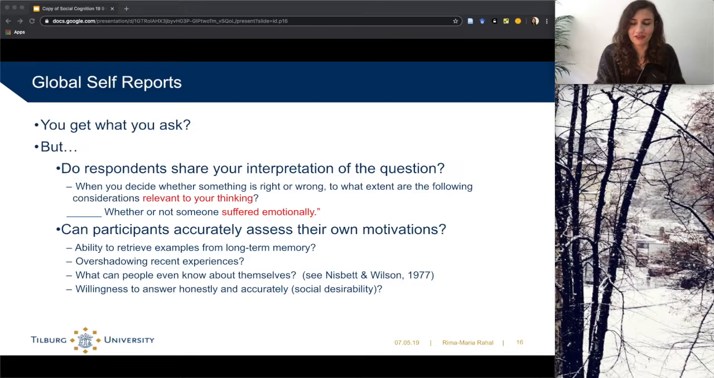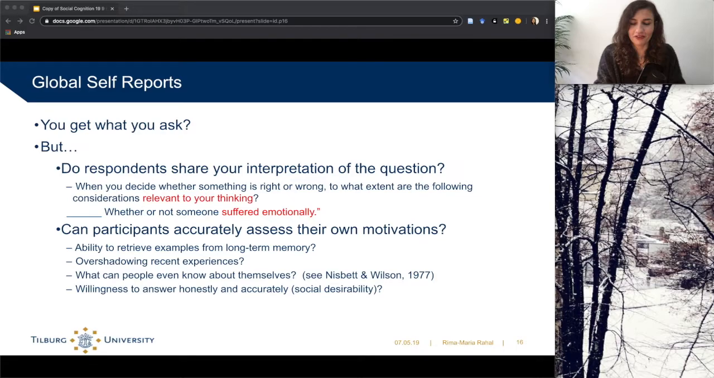First, we have to wonder whether perhaps there are differences in our respondents in their ability to retrieve examples from long-term memory. So if I think about myself and I ask myself if I'm a moral person, for instance, by trying to answer the question whether someone's emotional suffering is relevant to my thinking when I try to decide if something's right or wrong to do.